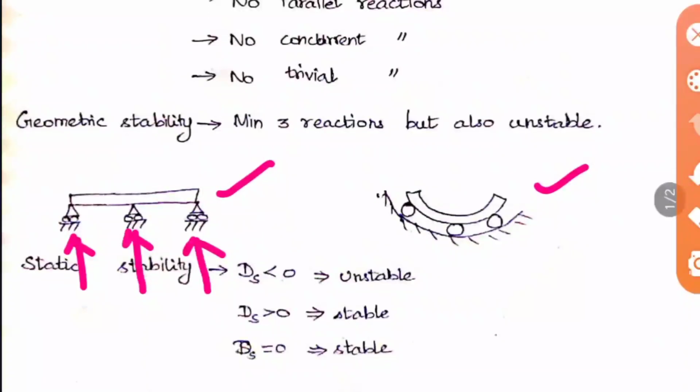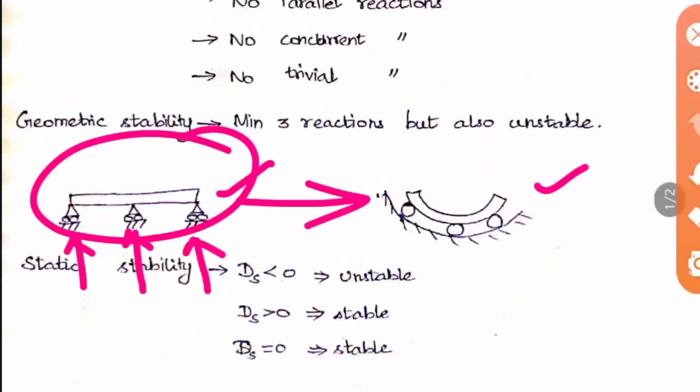The condition is a minimum of 3 reactions, but the structure is also said to be unstable due to any of the other 3 conditions that we saw already, no? In that case we call that structure geometrically unstable. So it is not because of the number of support reactions, it is because of the other 3 reasons. Here all 3 are rollers, so the whole structure will be moving like this, just like a toy car, no? So this is not a stable structure. If this is the case, it is a geometrically unstable structure.